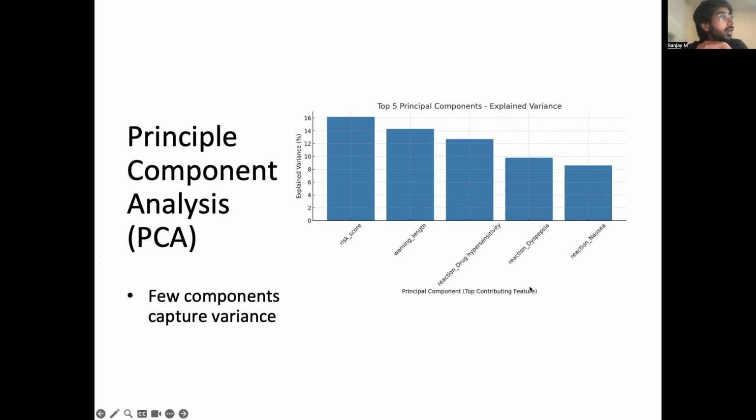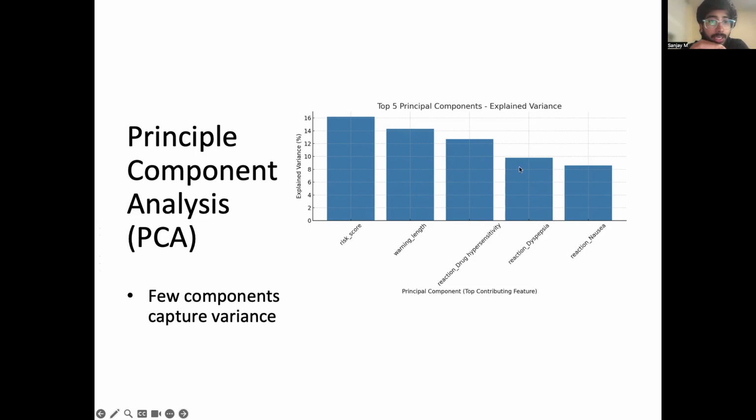And then we'll move on to the unsupervised techniques. The first one is principal component analysis, PCA. Through PCA, we discovered that only a few components captured most of the variance in the data set. This dimensionality reduction made clustering more effective without losing critical information.